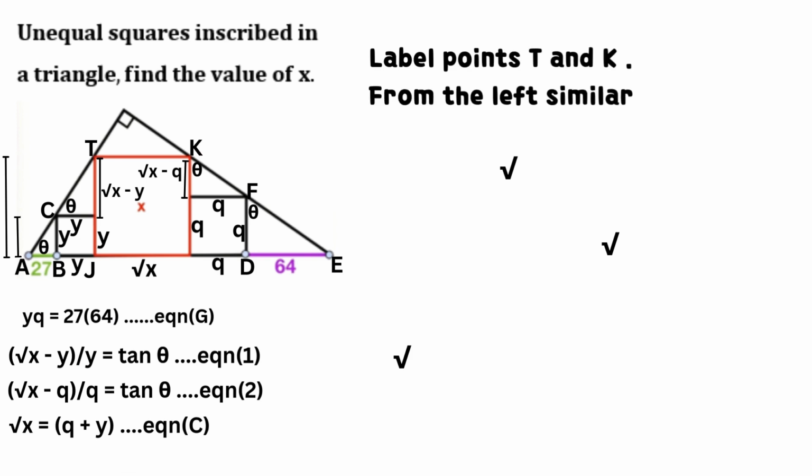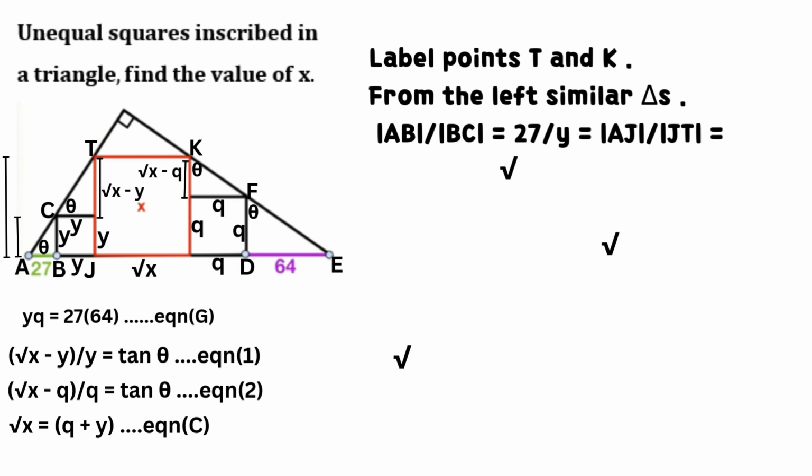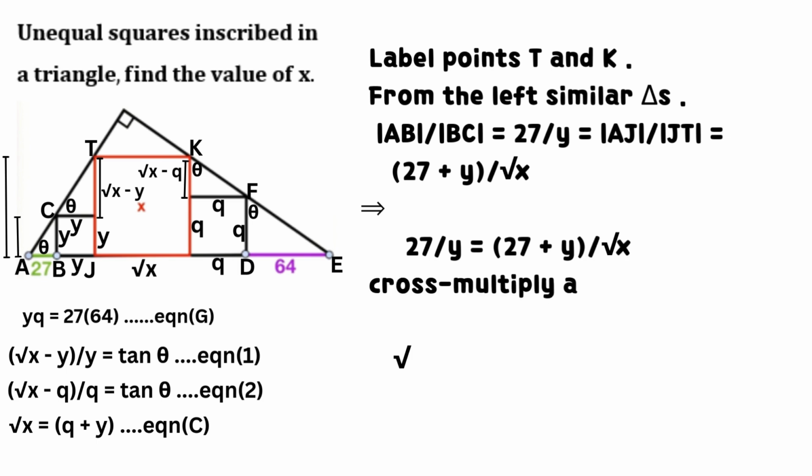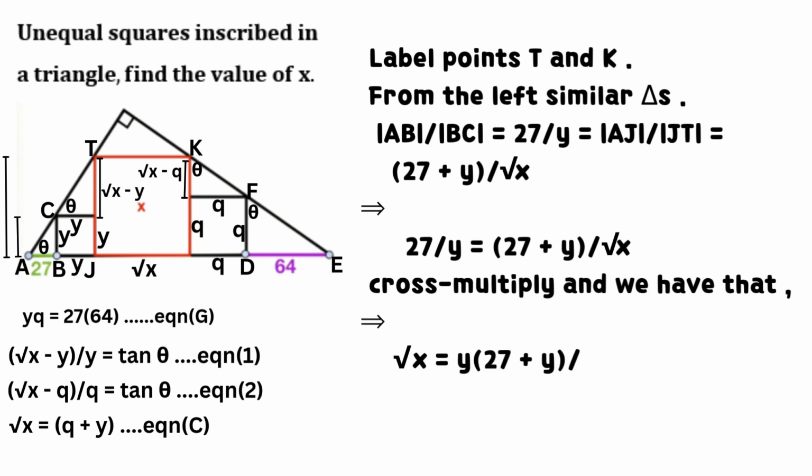Label points T and K. From the left, similar triangles. Line AB divided by line BC equals 27 divided by y, which equals line AJ divided by line JT. The result equals the sum of 27 and y, all divided by the square root of x, as shown on the screen. Cross multiply and we have that the square root of x equals y multiplied by the sum of 27 and y, all divided by 27. We call it equation R.